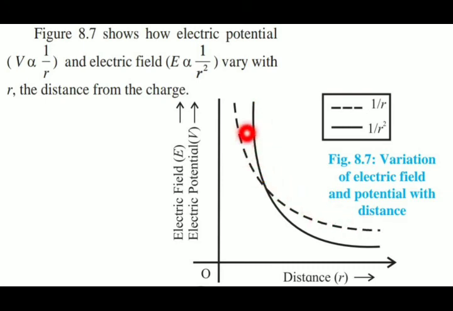So you can see here, V is proportional to 1 upon R, and electric field is proportional to 1 upon R square. See this. So this shows how electric potential and electric field vary with R, that is distance. So let's stop here.